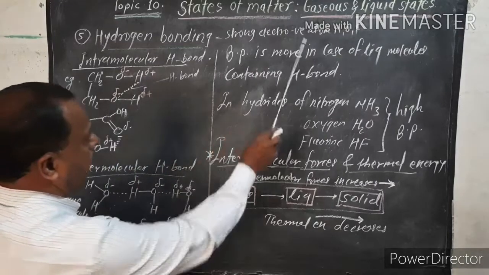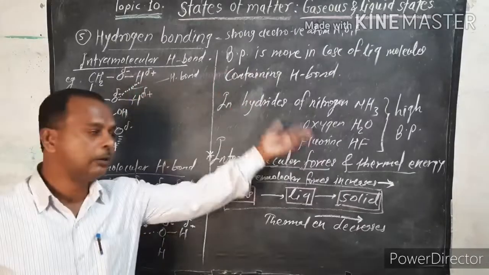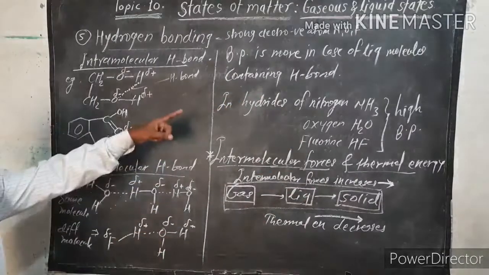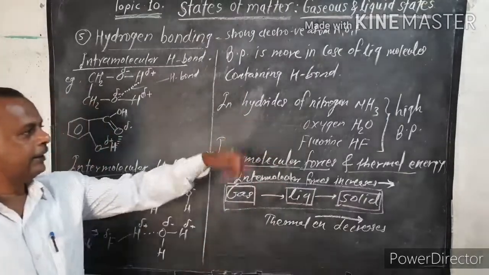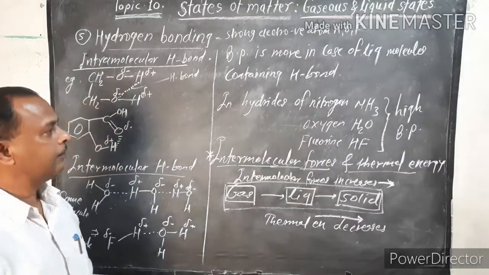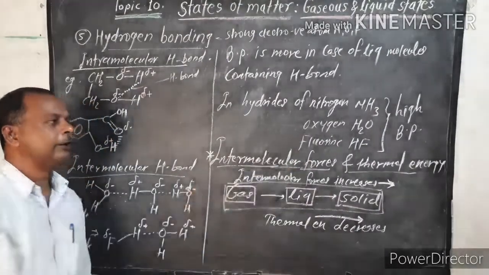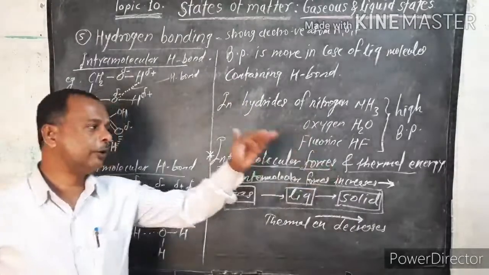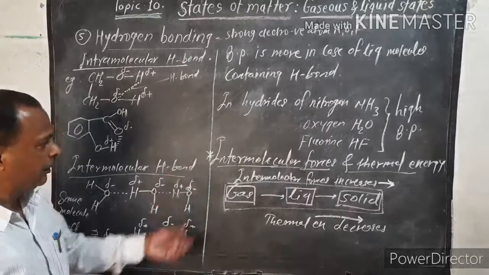Now, the hydrogen bonding present in molecules affects the boiling point of the compound. Boiling point is higher in liquids whose molecules contain hydrogen bonds. This is in general. Now, in case of hydrides of nitrogen, oxygen, and fluorine, look at this example: ammonia, NH3, water, and HF. They generally have a high boiling point. Why? The reason is the presence of hydrogen bonding. Therefore, the boiling point of these hydrides is generally high.